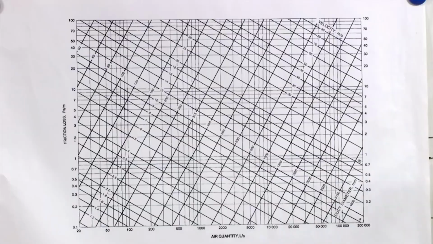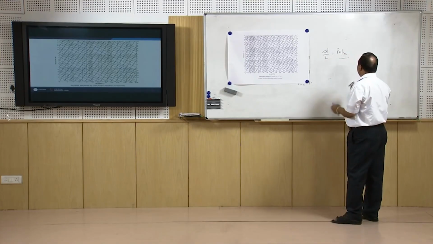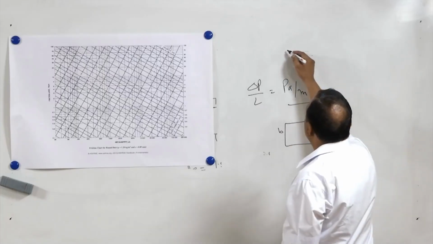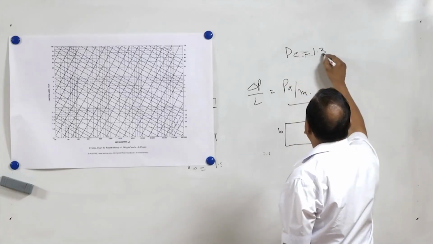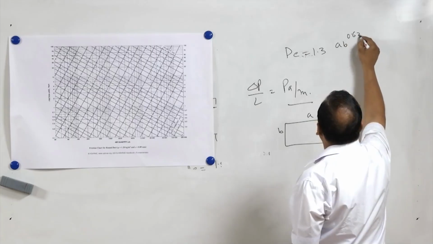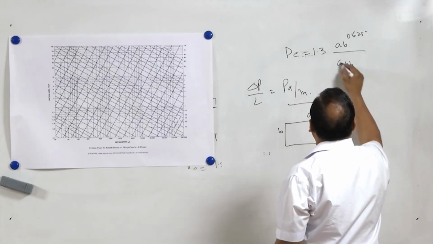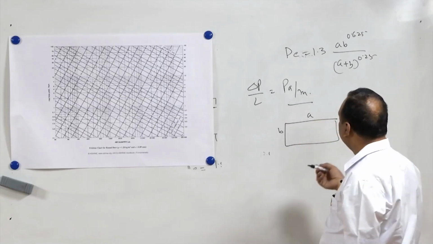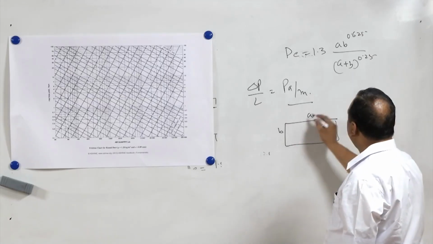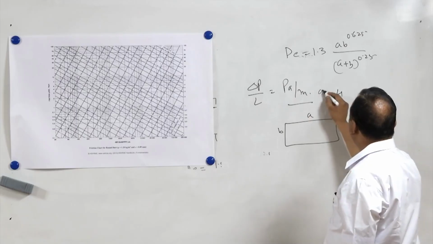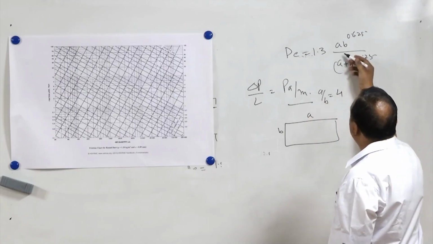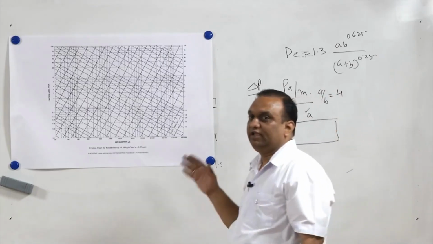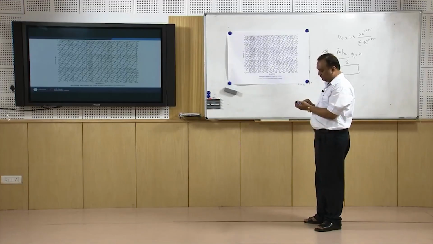If I want to have a rectangular duct, I will have to use the equation for rectangular duct, that is equivalent diameter is equal to 1.3 (AB) raised to power 0.625 divided by (A plus B) raised to power 0.25. And then normally if the ratio of A and B, let us say A by B is 4, then using these two equations we can find the respective value of A and B for rectangular duct. Same exercise can be done for the oval shaped duct.